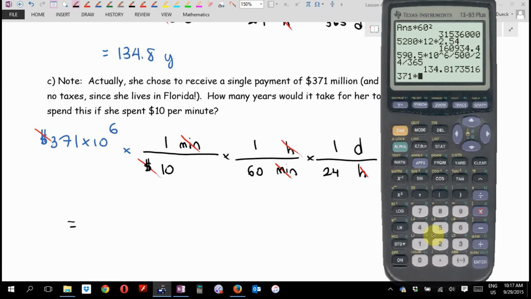371 times 10 to the 6th, divide by 10, divide by 60, divide by 24, divide by 365. Barely. 70.6 years. Is that right? Is that what you guys got? Yeah? Yeah.